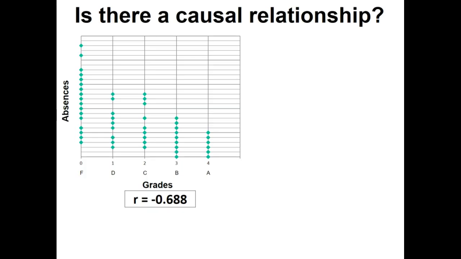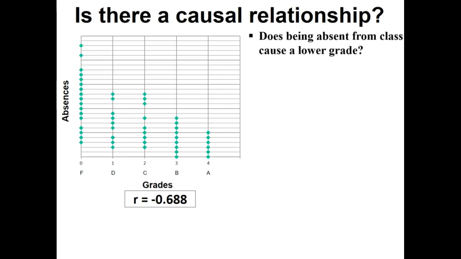Let's return to the question of causality. Is there a causal relationship between absences and grades? Can we conclude from these data that being absent from class causes a lower grade in the class? That might seem like a logical and accurate conclusion, but we need to stop, think, and question this conclusion.